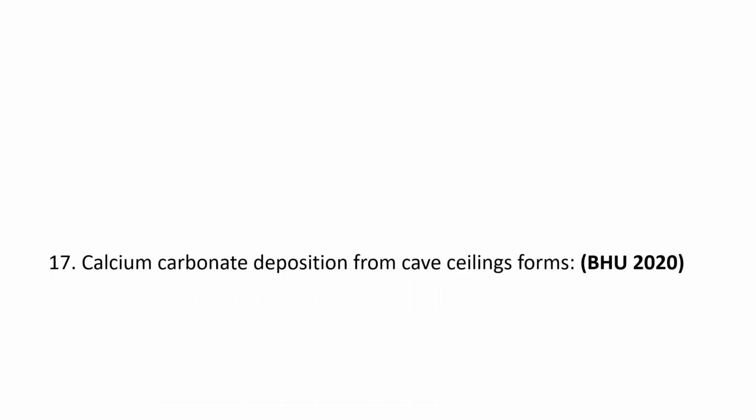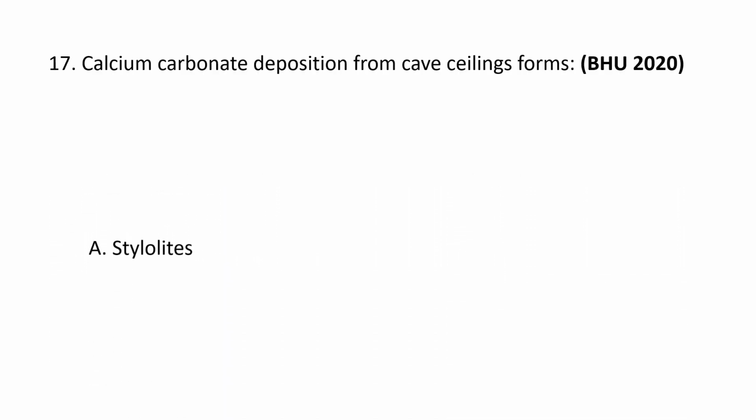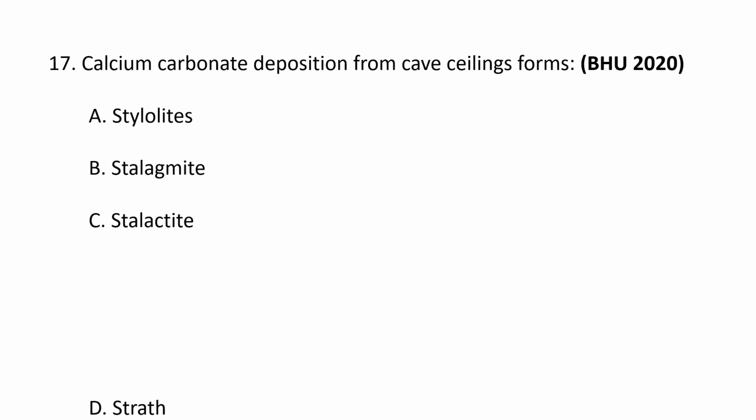Next question. Calcium carbonate deposition from cave ceilings forms A. Stylolites, B. Stalagmites, C. Stalactite, and D. Strath. So the correct option goes as C. Stalactite. Calcium carbonate deposition from cave ceilings forms stalactites. These are icicle-shaped formations that hang down from the roof of a cave, and they are created when mineral-rich water drips from the cave ceiling and the calcium carbonate precipitates out as the water evaporates. So calcium carbonate deposition from cave ceilings forms stalactites. C is the correct option.